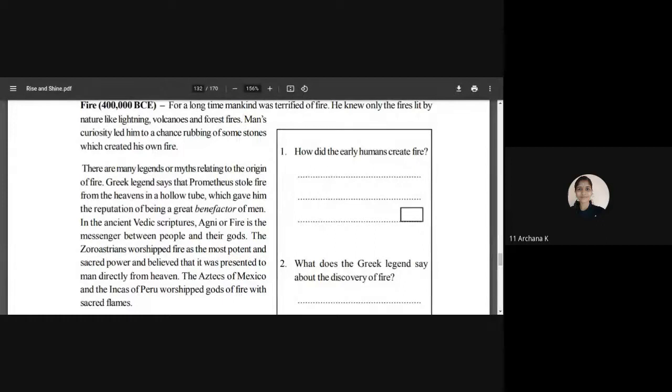The Zoroastrians worshipped fire as the most potent and sacred power and believed that it was sent to man directly from heaven. The Aztecs of Mexico and the Incas of Peru worshipped gods of fire with sacred flames.